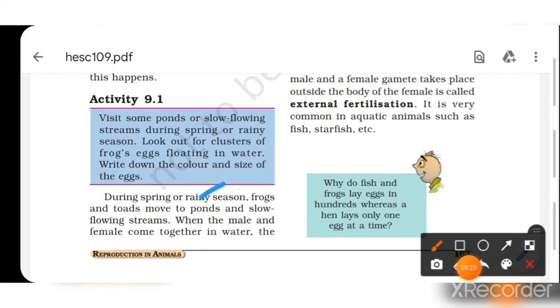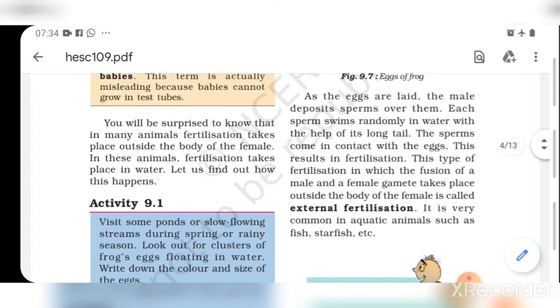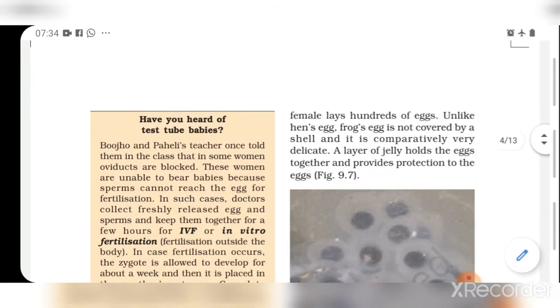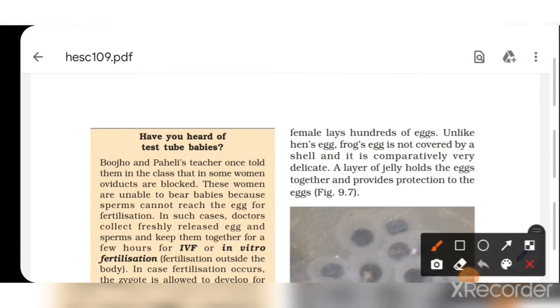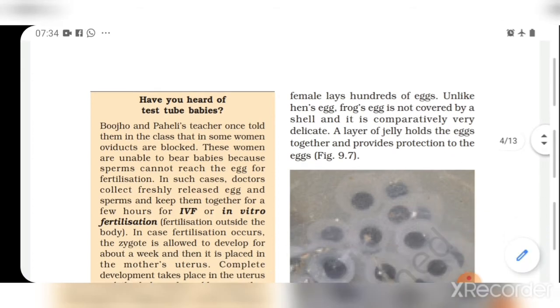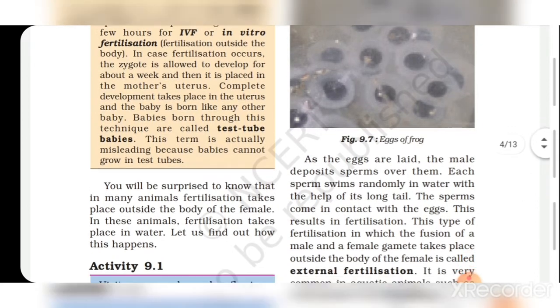During the spring or rainy season, frogs and toads move to ponds and slow flowing streams. When the male and the female come together in water, the female lays hundreds of eggs. Unlike hen eggs, frog eggs are not covered by a shell, and they are comparatively very delicate. A layer of jelly holds the eggs together and provides protection to the eggs. So the frog does external reproduction.